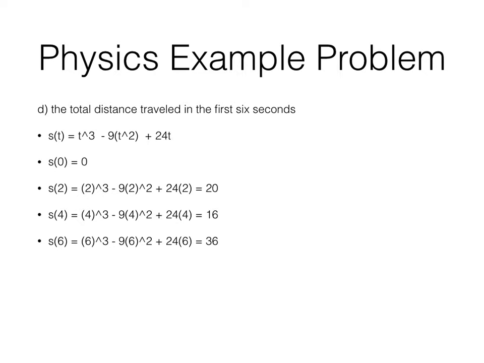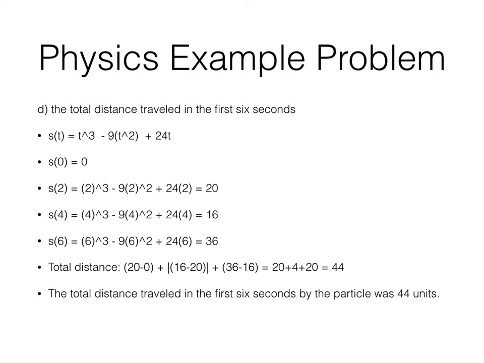So in order to find the total distance traveled in the first 6 seconds, we need to find from the final spot to the initial spot at each of those spots. So what we're going to do, we're going to do 20 minus 0, 16 minus 20, and 36 minus 16. But the 16 minus 20, common mistake, people believe that that's a -4, but it's not. It's a +4 because that's included as total distance traveled. So we find the absolute value of that difference for a total distance traveled in the first 6 seconds by the particle for 44 units.